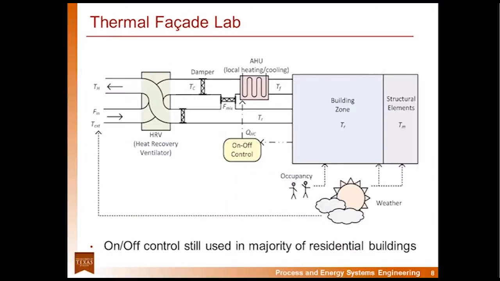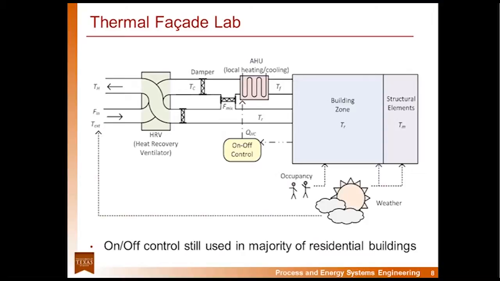Here's a schematic of the Thermal Facade Lab. Instead of modeling every wall and surface, we have a single mass that represents all the structural elements. And the structural elements are in contact with the main building zone. A zone does not mean a single room, though. Zones in buildings are defined by a mass of air that is handled using the same HVAC system. So residential homes are typically single zone structures. And this means that our model of the Thermal Facade Lab will be applicable to any single zone residential home.